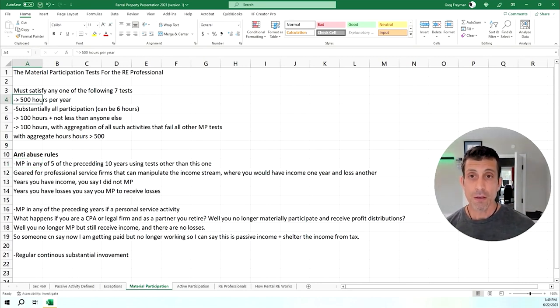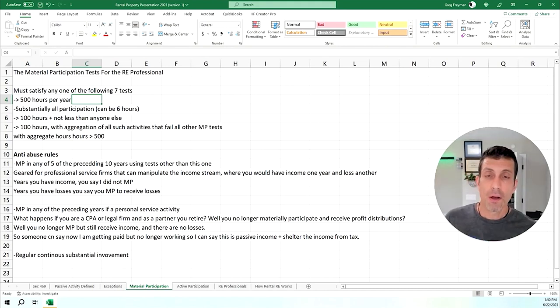The first test is basically that you're working more than 500 hours per year on this activity. That's as straightforward as it gets. Now, you do not need to keep a contemporaneous log, as they say, per the law. Excuse me while I sip my coffee. Now, where was I? Yes, you don't have to keep a contemporaneous log, but believe it or not, it's really advisable to do so. And there's a whole history behind this.